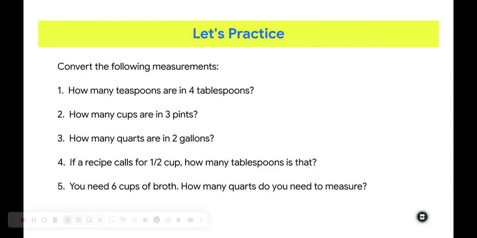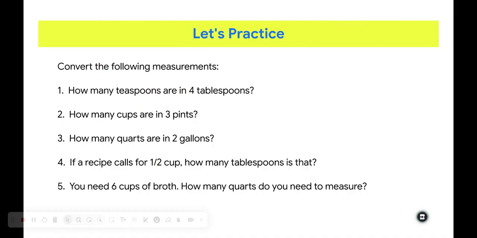Okay, so some things that I want you to remember in your brains are that 3 teaspoons go into 1 tablespoon. Just things that I always want you to know, kind of like how you know 2 + 2 is 4, I want you to know 3 teaspoons go into 1 tablespoon. There's 4 tablespoons in 1/4 of a cup.